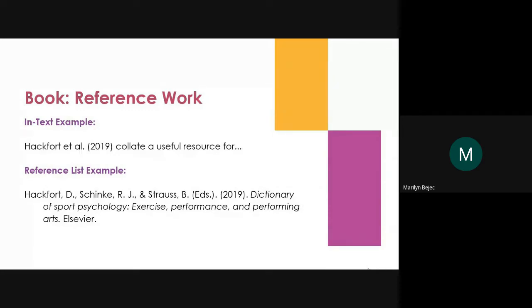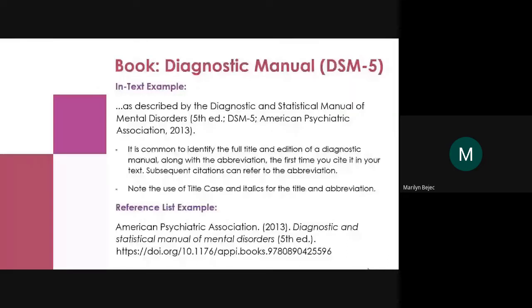Then you have here the sample reference list. You have to write the author or the editors of the reference work, followed by the title of the reference work in italic. This is a book, a dictionary, and then followed by the publisher. Period.